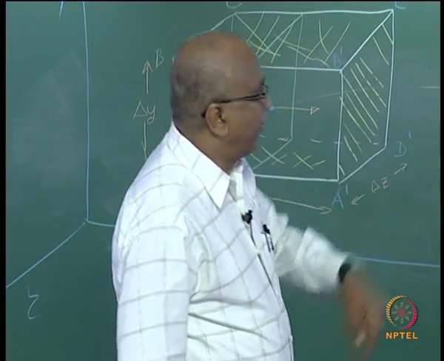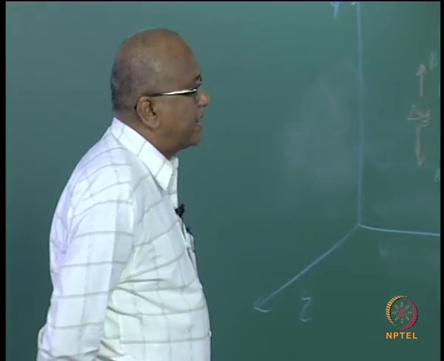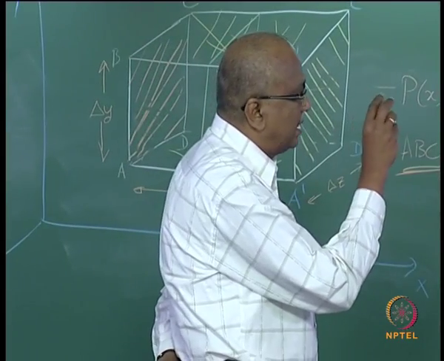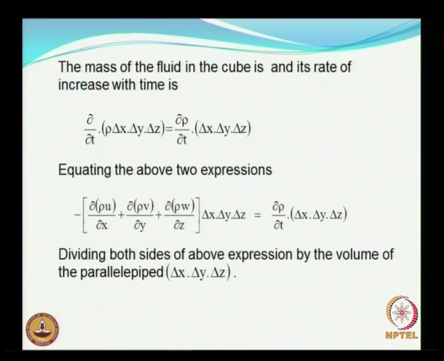Now the mass of the fluid in the cube and its rate of increase with respect to time, the total mass, that is rho into dou rho by dou t, with respect to time, and this is going to be your mass. So the mass of the fluid in the cube and its rate of increase with time can be easily expressed as shown here.